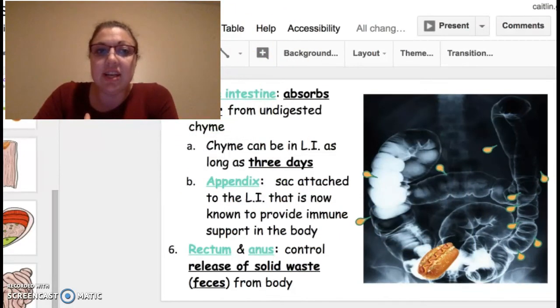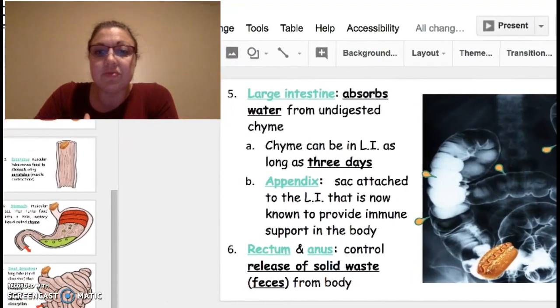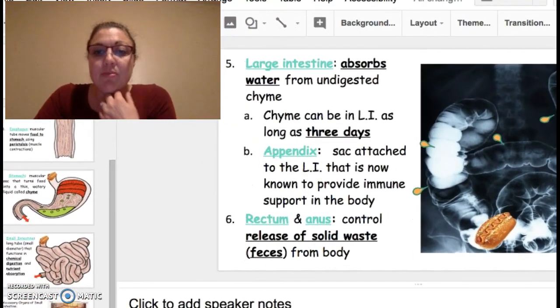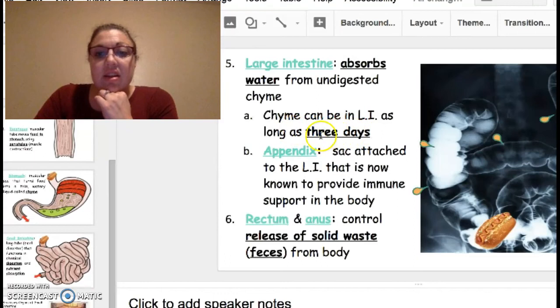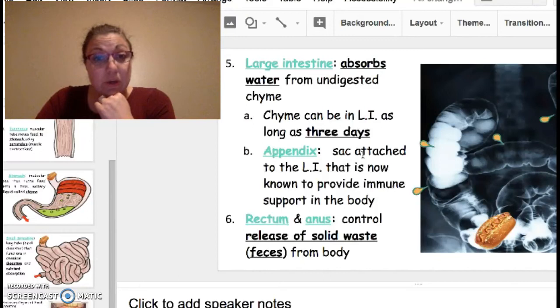So the large intestines absorb the water. The food can be in your large intestine as long as 3 days. So what you have coming out in the bathroom today could be what you had for lunch 3 days ago. Kind of crazy, kind of gross.